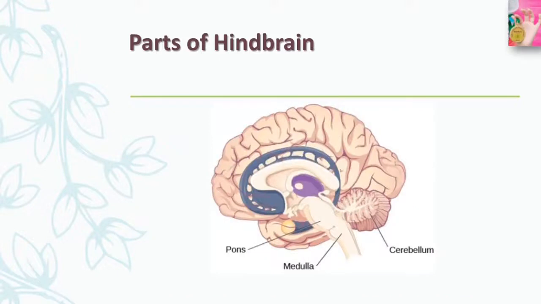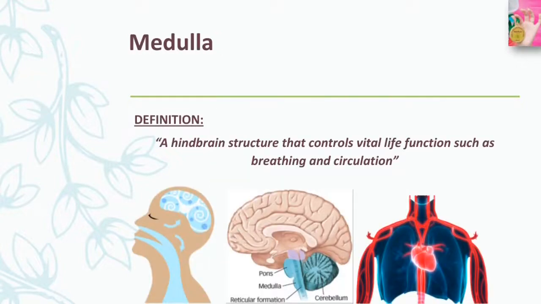Now let's talk about the parts of the hindbrain. The hindbrain includes the cerebellum and the two structures found in the lower part of the brainstem, the medulla and the pons. So three structures make up the hindbrain: the medulla, the pons, and the cerebellum. Now, let's start with the medulla.